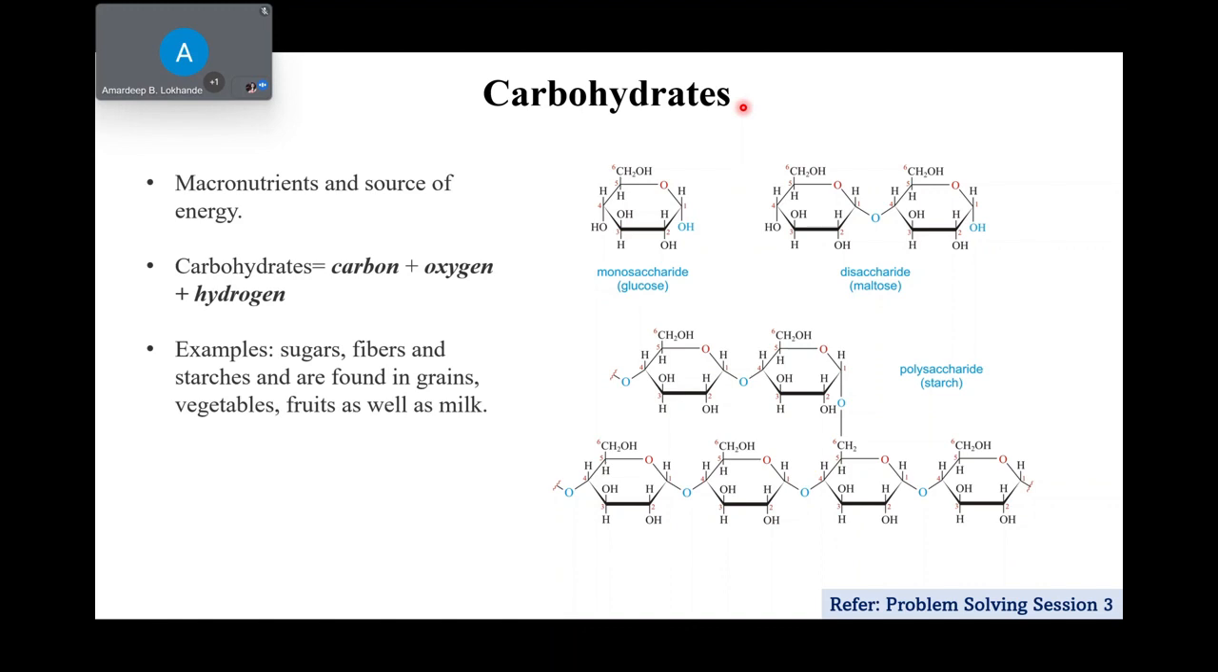The units of carbohydrates are called saccharides because they are generally classified as sugars. The monosaccharide means only one sugar, so this is the basic unit of a carbohydrate. When you have two sugars coming together, they are called disaccharides. When you have multiple sugars coming together, they are called polysaccharides. And these are connected by branching, or they could be linear in nature as well.